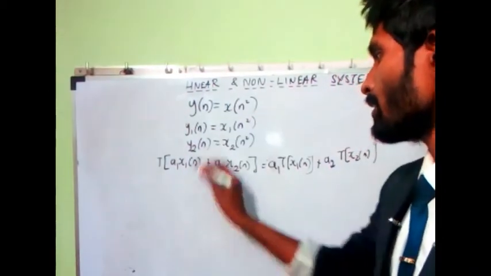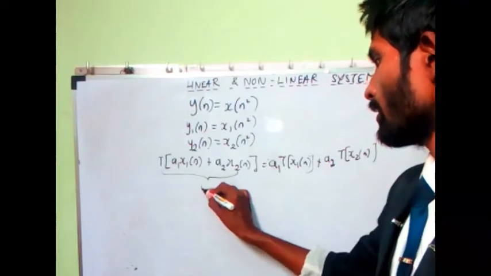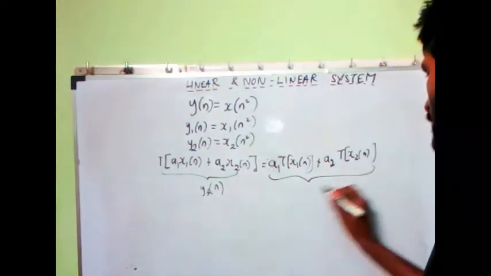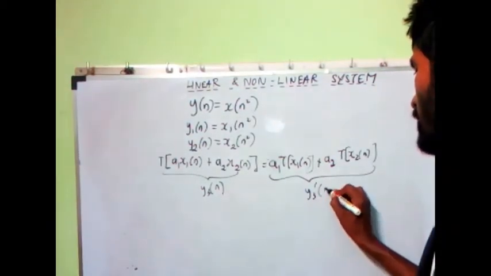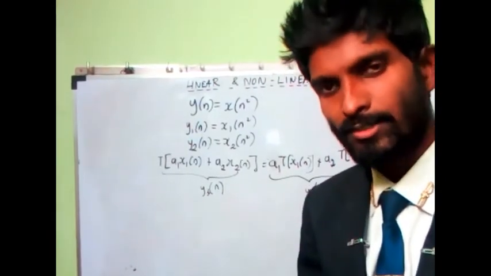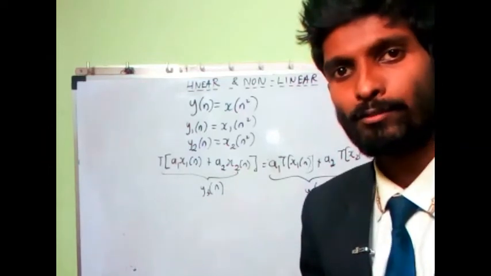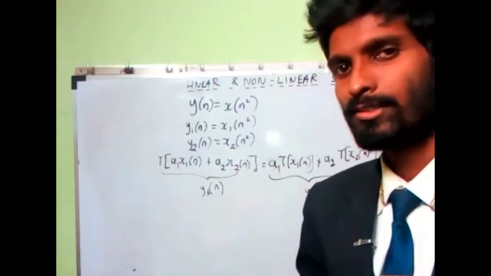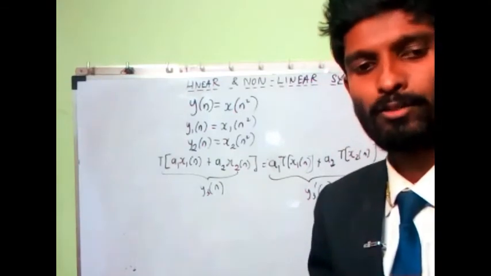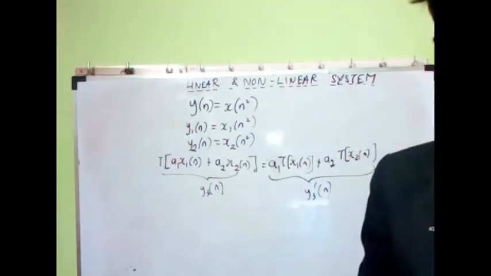Now what I do, I'm applying it here. First I take this whole one as y3 of n, and then I take the whole thing as y3 dash of n. How do we check linearity? If y3 of n is equal to y3 dash of n, that means the system is linear. Otherwise, if y3 of n is not equal to y3 dash of n, the system has to be non-linear. So we check linear and non-linear this way.